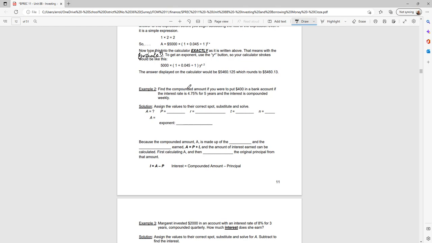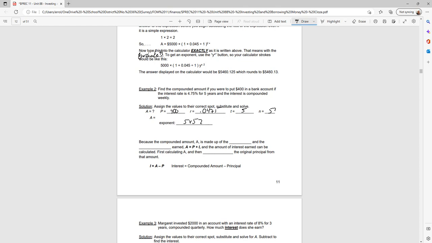Alright, so here's example number 2. It says find the compounded amount if you were to put $400 in the bank with the interest rate of 4.75% for 5 years, and interest is compounded weekly. Okay, so this one is principal of $400, rate is 0.0475, time is 5 years, but because we know it's compounding 52 times, the exponent is going to be 5 times 52.